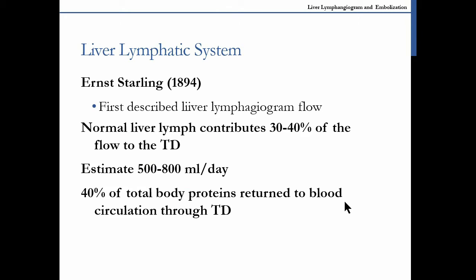Switching gears completely to something new, and it's a little bit outside the title of my talk, but the liver lymphatic system is very, very exciting, and we're excited about this new modality. As I said, normal liver lymph generates 30–40% of the flow in the thoracic duct, an estimated 500–800 cc a day. And interestingly, 40% of total body proteins return to the blood circulation from the thoracic duct. All of this comes from data from 50s and 60s studies. I didn't put the references, probably I have to.